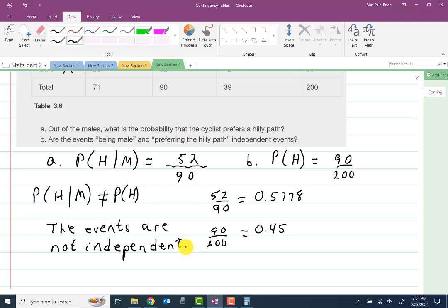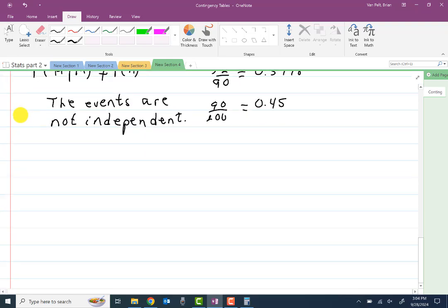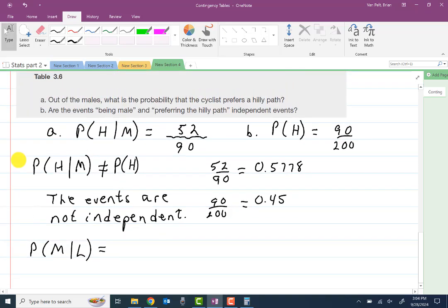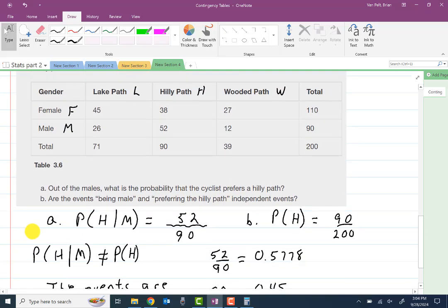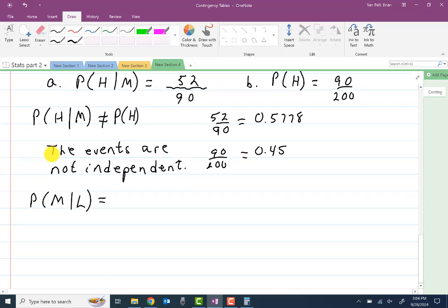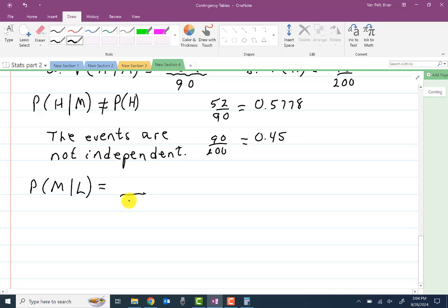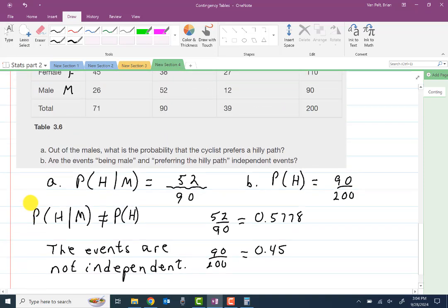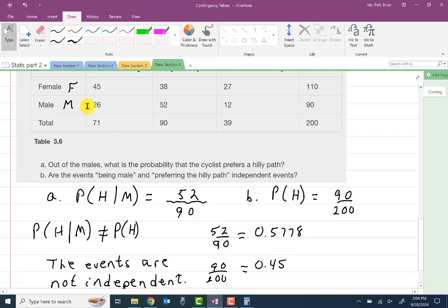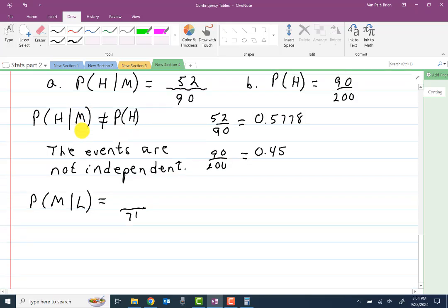Now, for practice, I'm going to make up my own problems for the rest of the problem. So let's start with this one. The probability of M/L. So let's scroll up. Let's see if L was a row or a column. L is a column. Total of 71 there. Of those 71, how many were male? That would be 26 of them.